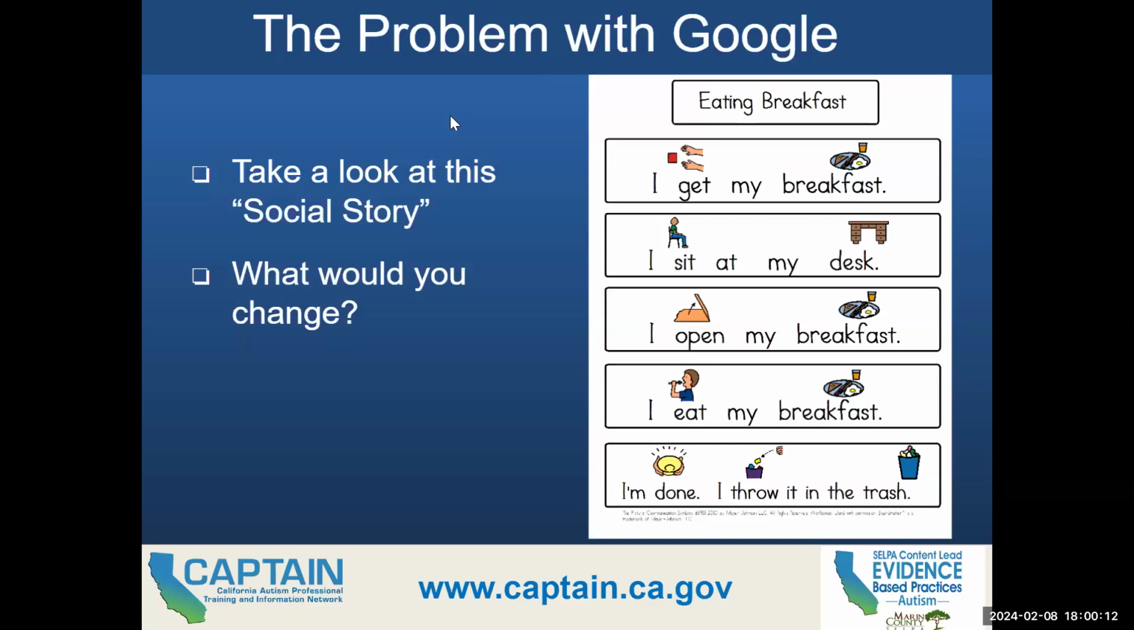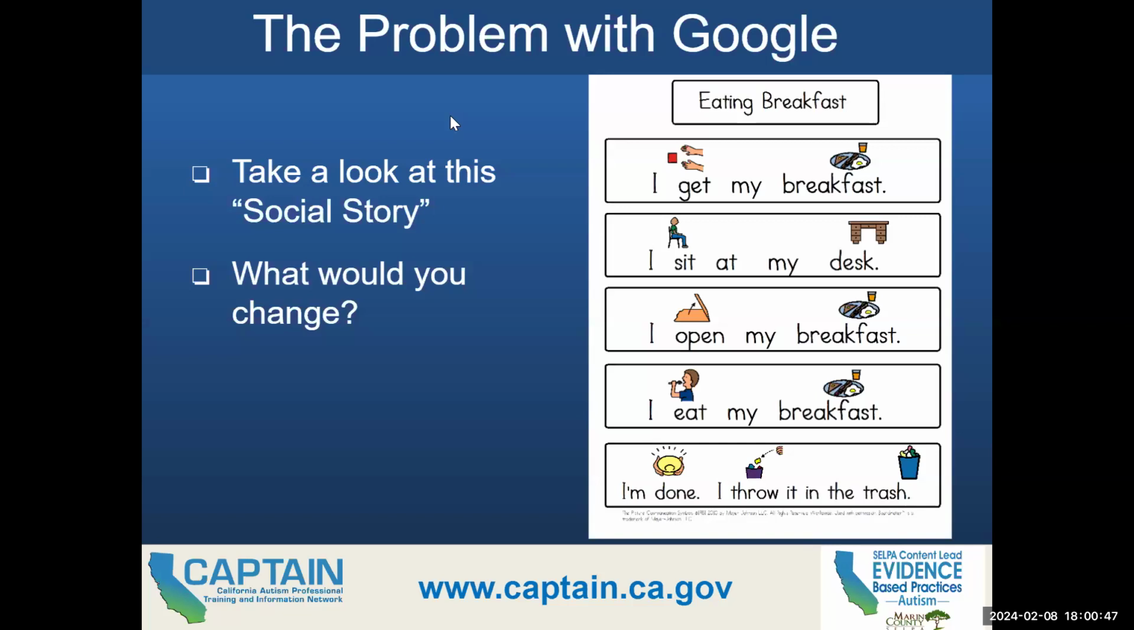Okay, so with this interesting social narrative, this is actually more of a task analysis, right? And I think of a task analysis as the steps of the things that I need to do. Number 1, I get my breakfast. Number 2, I sit at my desk. Number 3, I open it up. Number 4, I eat it. And 5, I'm done. Hooray. It is in the first person, but nowhere in here are there any perspective sentences or descriptive sentences.